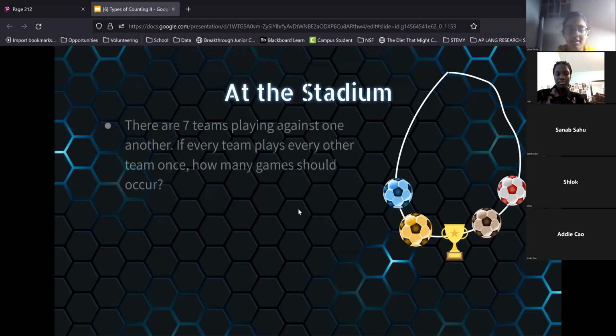So at the stadium, there are 7 teams playing against one another. If each team plays every other team once, how many games should occur? So this is really similar to your handshakes problem, except it's not handshakes this time, it's games. So use the equation that we got from that.